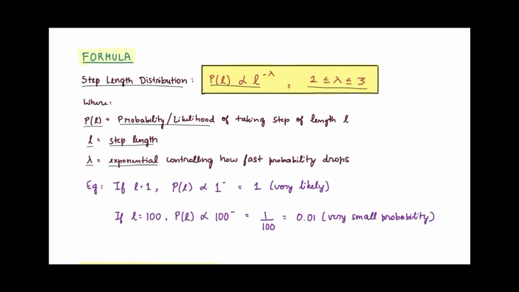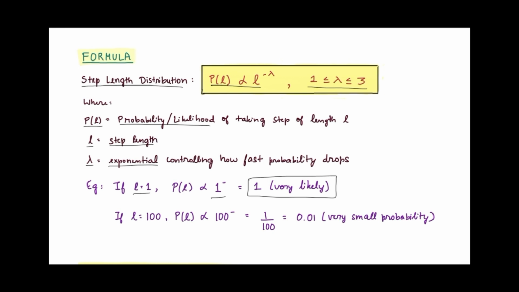Now let's take the example of length being equal to 1. So probability of length being equal to 1 is directly proportional to 1^(-λ). We have taken λ as 1. So 1^(-1) is 1. That means it is very likely, the chance is very high, that the step length is 1. That means there is more probability of short steps being taken.